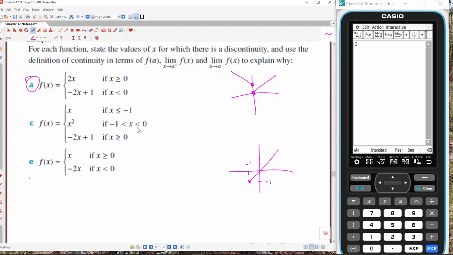Between -1 and 0. Ooh, see, I shouldn't have, I jumped the gun there. So -1 to 0 is x squared. All right, so it's going to go like this.